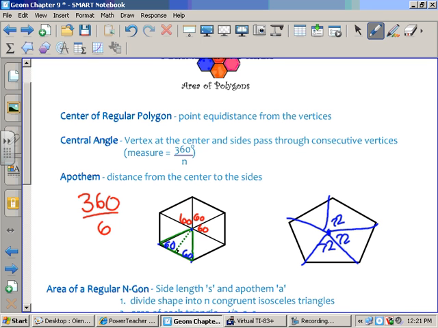Okay, what kind of triangle is it? It's isosceles. Right, it's isosceles. Could I figure out these angles? Yes. How? Right, which is what? 54? Yeah. Okay.